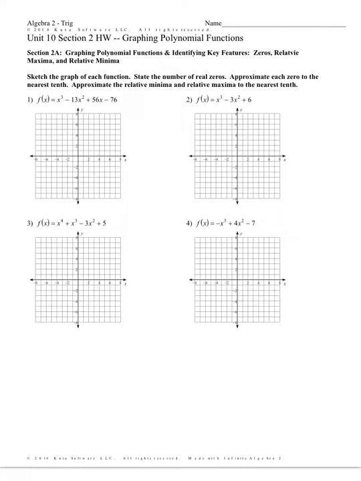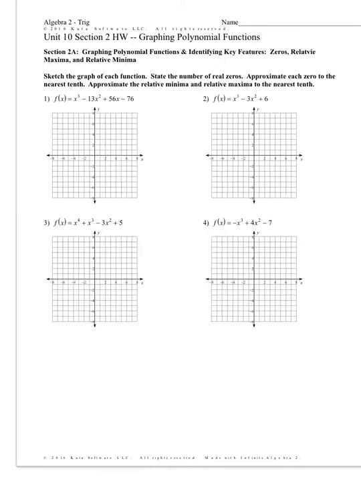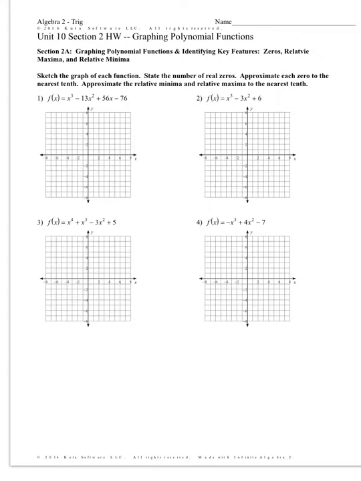Okay, so now let's get into actually doing a problem. Notice they're telling you to do quite a few things. First off, sketch the graph of each function. That's the first thing we're going to do. State the number of real zeros, and that's going to be after we graph it. Approximate each zero to the nearest tenth, and then approximate any relative minimum or relative maximum to the nearest tenth.